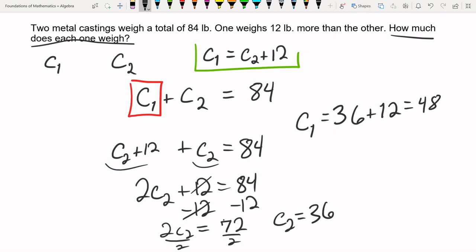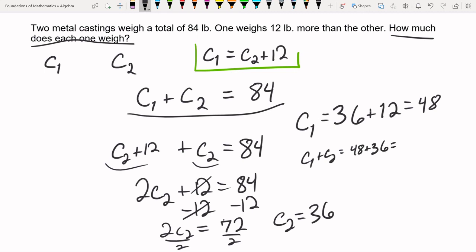And of course, you can check your work. C1 plus C2 must equal 84, right? That's what we were given in the first place. So C1 plus C2 equals 48 plus 36. Eight plus 6 is 14, so it's going to be 40 and 44. This gives us 84. Yep, that's what we got there. So we have a 48 pound casing and a 36 pound casing.